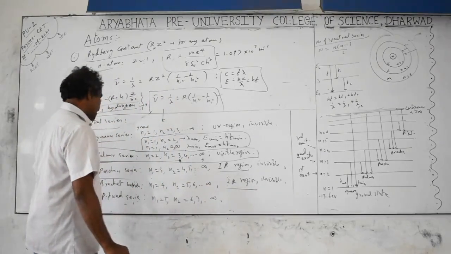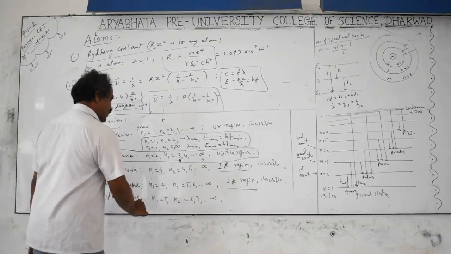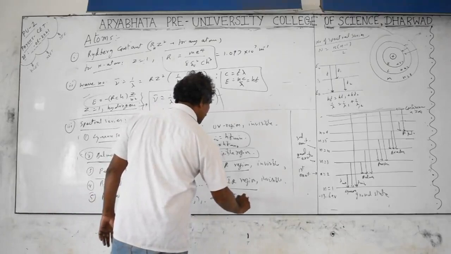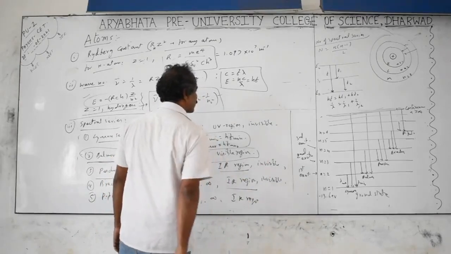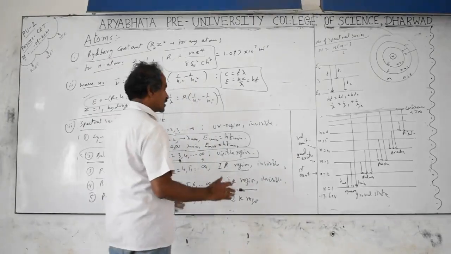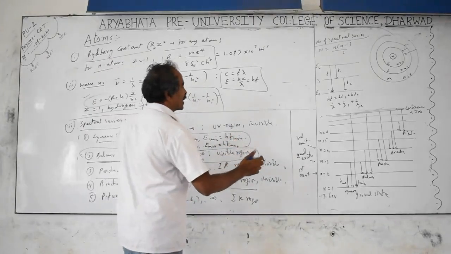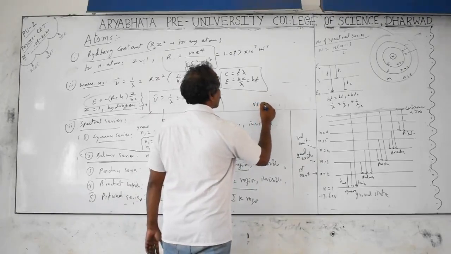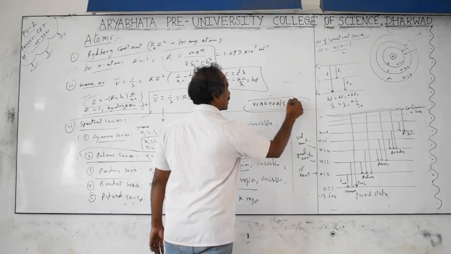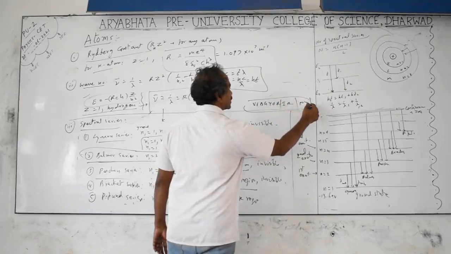Next is the Pfund series. The Pfund series is also in the invisible region, with n1 equal to 5 and n2 equal to 6, 7 onwards, also in the infrared region. In the visible spectrum, from VIBGYOR, violet to red, after red what you get is infrared. After that, what you have is microwaves. Then you have the radio waves.